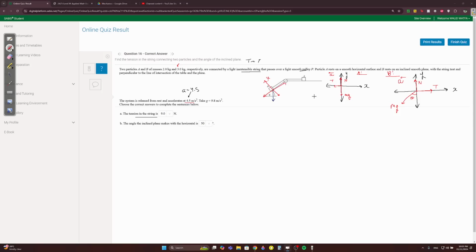Let's see now. Start for block A. For block A, let's start with sigma Fy. Is it jumping up and down? Is it moving up and down? No, it's just accelerating to the left, so it's equal to 0. So what does that mean? Mg is equal to N.